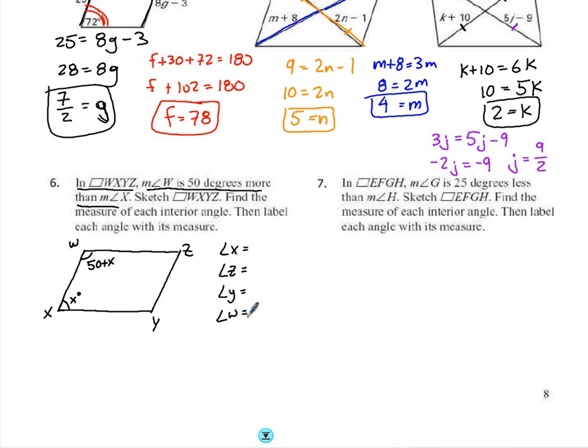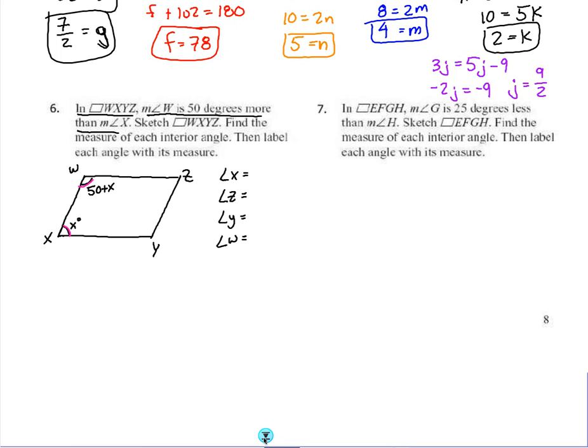to X, I'm going to set up an equation for those 2 angles. So here's X and here's 50 plus X. They are consecutive, so in a parallelogram, that means those consecutive angles are supplementary to each other. Means that their sum is equal to 180. If I add up my like terms, I get 2x plus 50 is equal to 180. And when I subtract 50 from both sides of the equation, I end up with 2x being equal to 130. When I divide by 2, x is equal to 65 degrees.